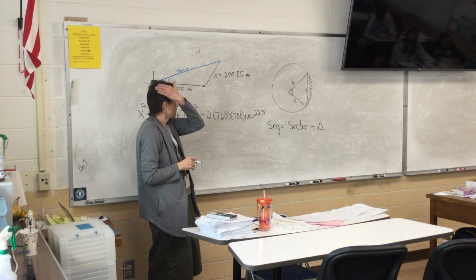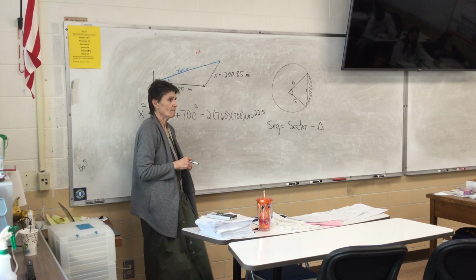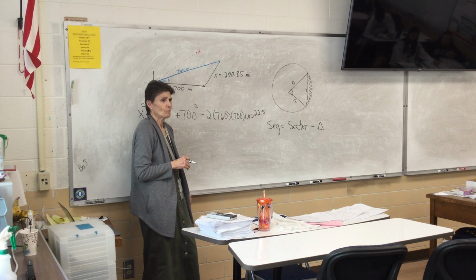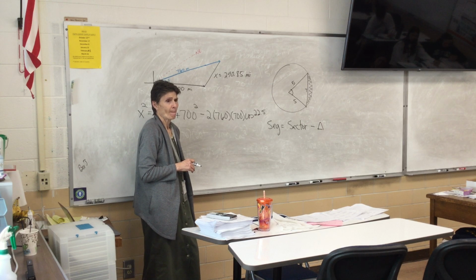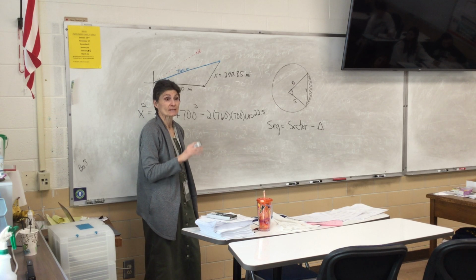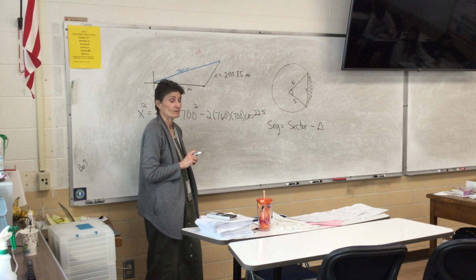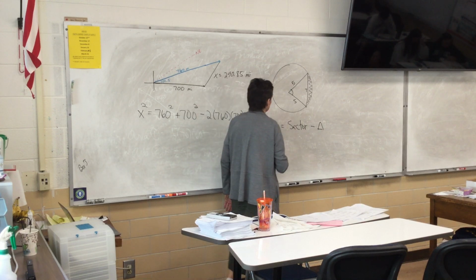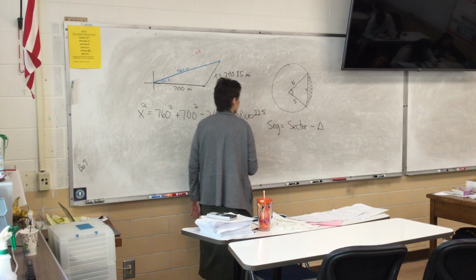Now, is anybody wondering why he's finding that angle? Drew, why are you finding that angle? Because you can find out how much of 360 it is. Exactly. That's going to give us the area of the sector, right? We need that angle for the area of the sector. So, here we go. Law of cosines. What's that going to look like?